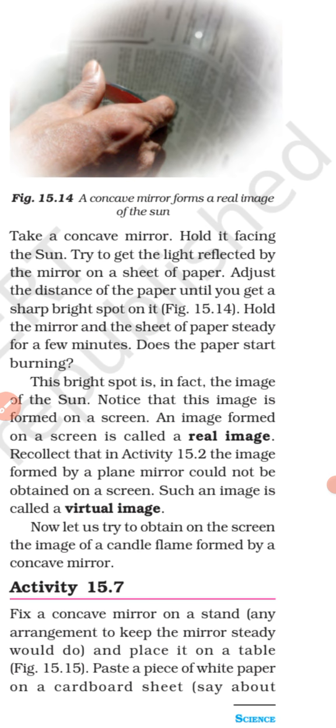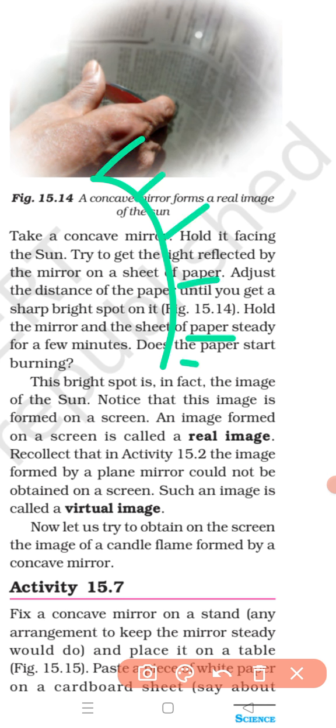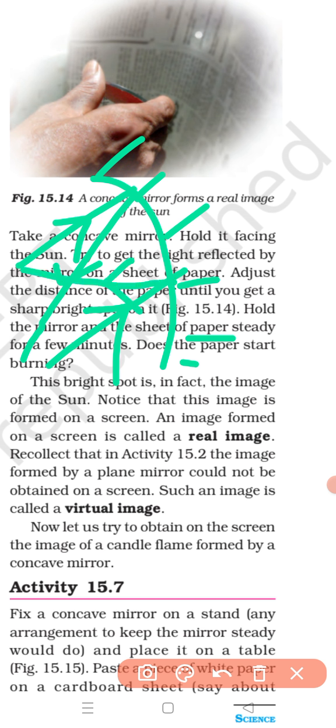Okay, that means when light rays are falling on the concave mirror, it reflects the light rays and allows them to concentrate on a point. That means the concave mirror is also known as a converging mirror because it is converging the light rays after reflection.